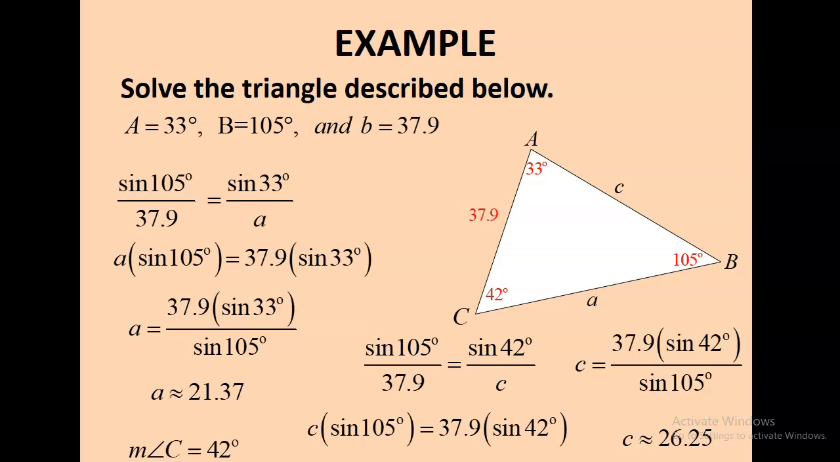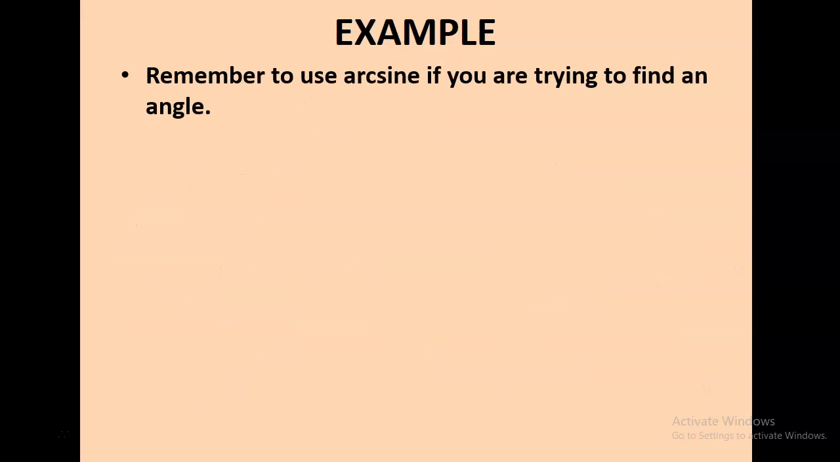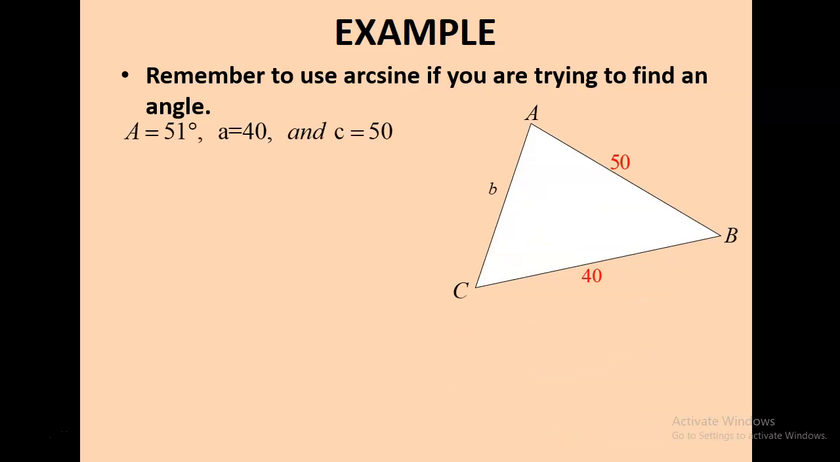Now, there is another situation that can arise, and that's when we have to find the angle itself. You'll remember we've talked about in class that when you're trying to find the measure of an angle, we use arc sine or arc cosine or arc tangent, whatever function we're using. Here we're using the sine function, so we're going to use arc sine if we're trying to find the measure of an angle. You will see in this case I have two sides and an angle.